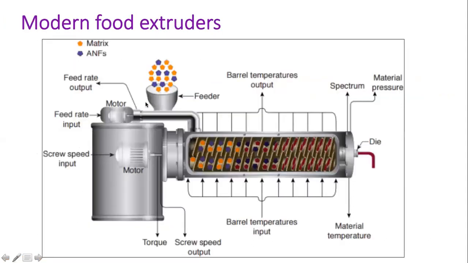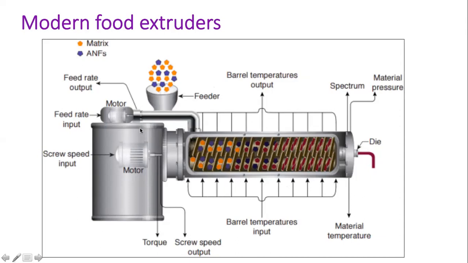And here you can see an extruder. Here there are some very common parts as we discussed in the definition. So here you can see the barrel, then there is the screw. So how to generate the pressure? You can see this is the die. So this is an enclosed area.